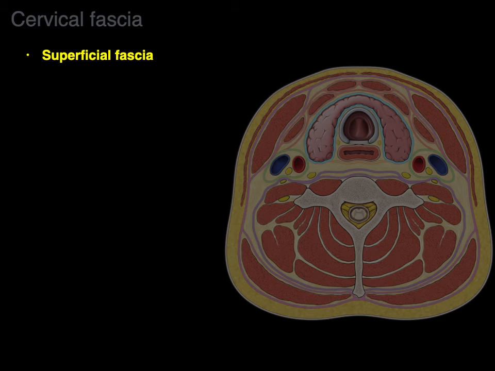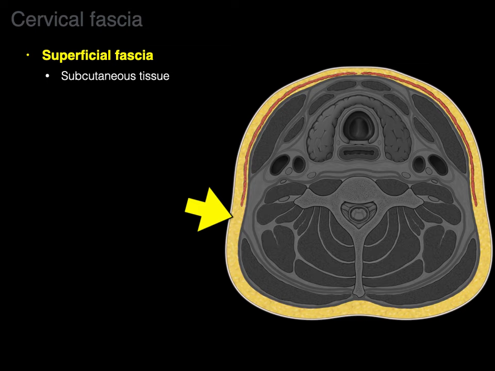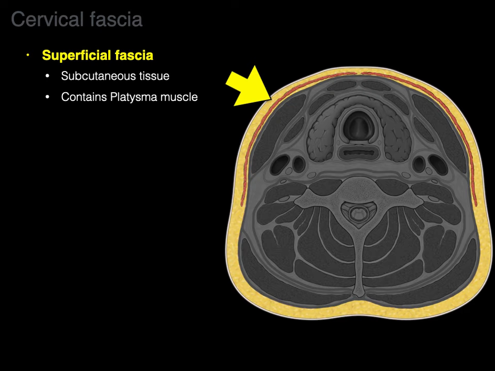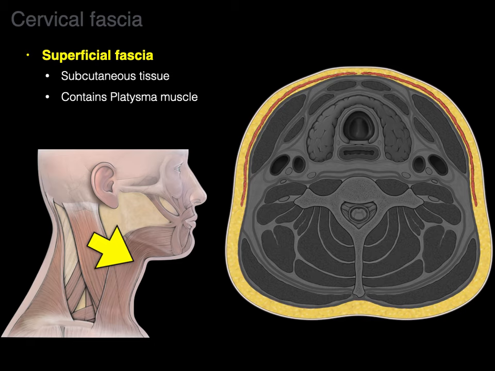So first, superficial fascia is this part there, which is the subcutaneous tissue all around the circumference of the neck and continuous all throughout the body. It's basically your hypodermis. And it contains in the neck a muscle called the platysma muscle, which arises from the corner of the mouth and goes all the way down in the neck and then fuses into fascia around the clavicle and pectoralis major muscle. Okay, that's the platysma, the only muscle in that superficial fascia.